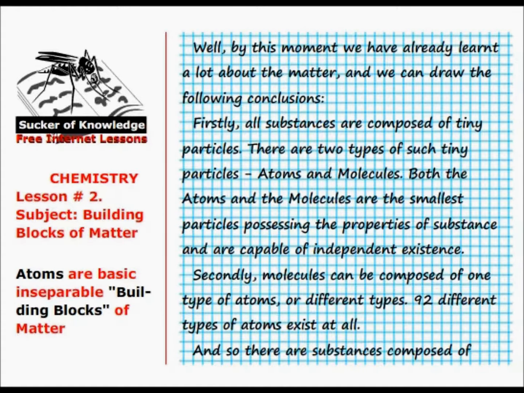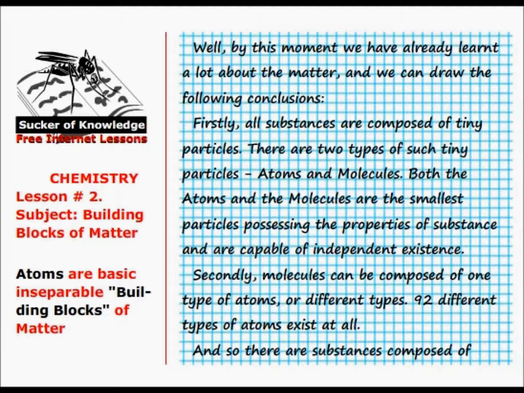Well, by this moment, we have already learned a lot about matter, and we can draw the following conclusions. Firstly, all substances are composed of tiny particles. There are 2 types of such tiny particles: atoms and molecules. Both the atoms and the molecules are the smallest particles possessing the properties of a substance, and are capable of independent existence. Secondly, molecules can be composed of one type of atoms, or of different types.